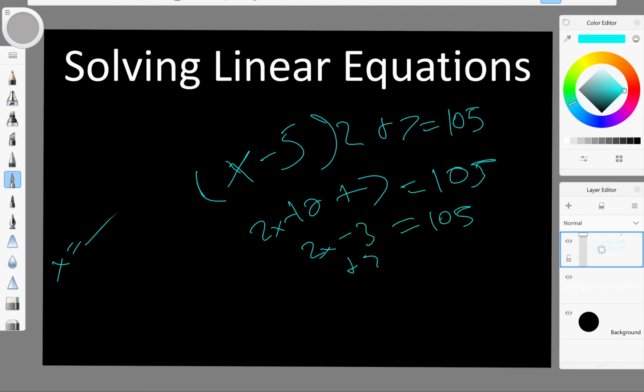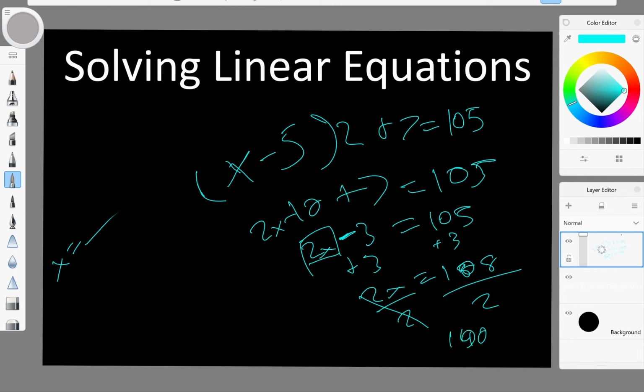You can add 3 to both sides because this is basically a negative. So you want to add that positive to make this 0, so you can get your variable all on itself. So you're going to get 2x equals 108, and then remember, divide by 2. Divide by 2, you get 104. So x would equal 104.